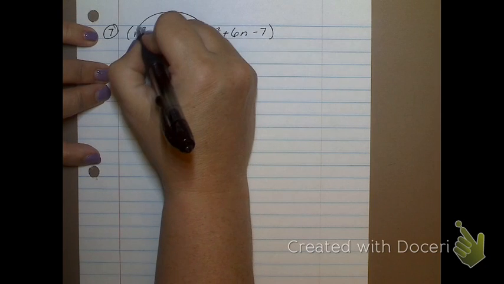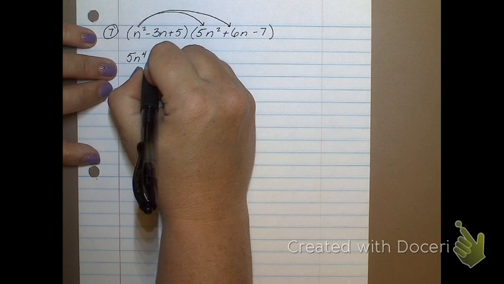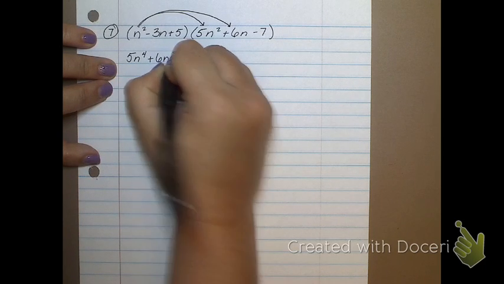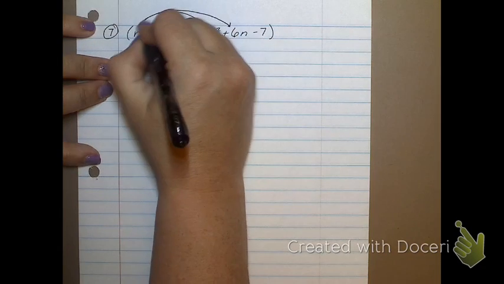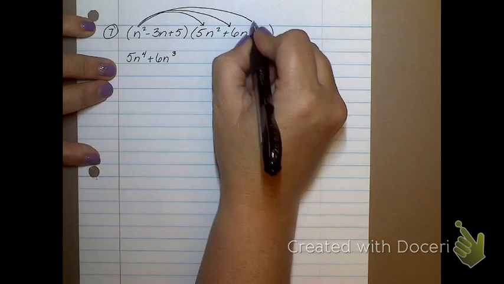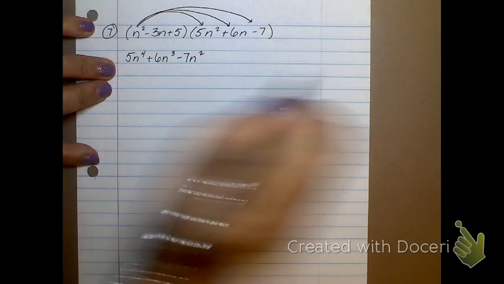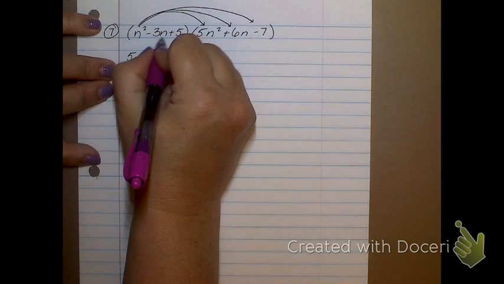And then if I take that n squared and I multiply it by 6n, what do I get? Plus 6n to the 3rd, right? 2 and 1 is 3. Okay. And then n squared times negative 7 would be negative 7n squared. Done with that n squared. Where do I go next? I move on to the negative 3n.